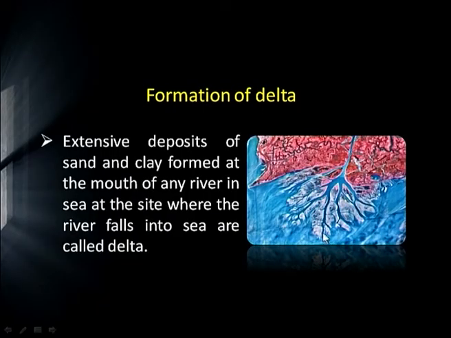Formation of delta. You know what delta is. You can see this picture here. Extensive deposits of sand and clay formed at the mouth of any river, at the site where the river gets into the sea, are called delta.